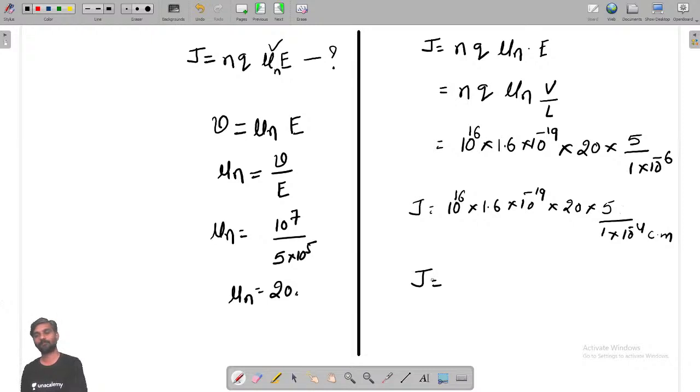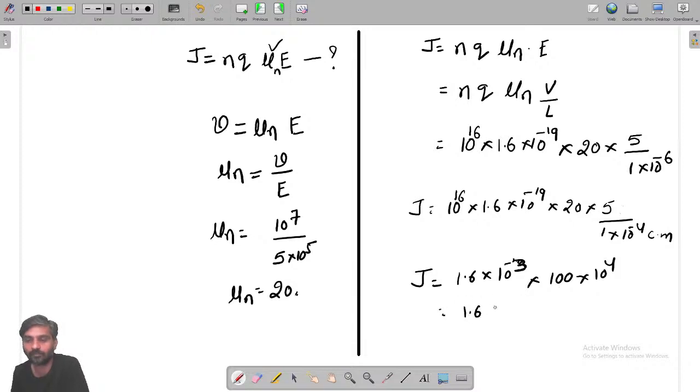10 to the power of 16. So this is going to be 100. This is going to be 10 to the power of 16. So 1.6 into 10 to the power of minus 16. This is nothing but 10 to the power of minus 3. This is going to be 100 into 10 to the power of 4. So it's going to be 1000 amperes per centimeter square.